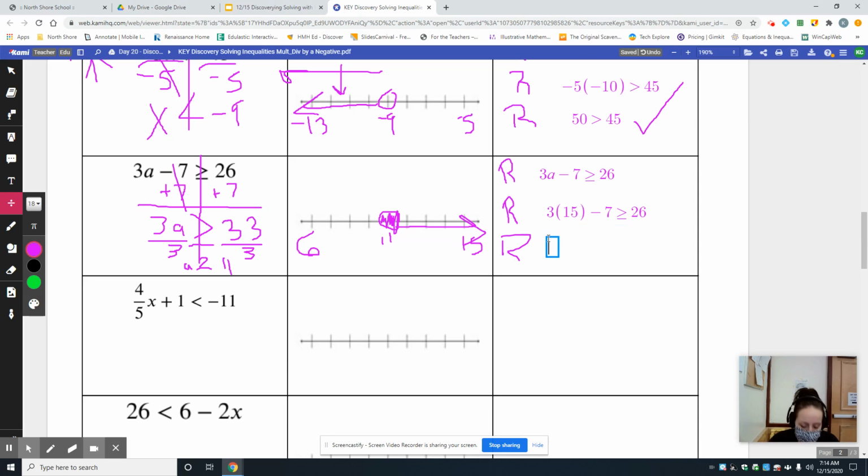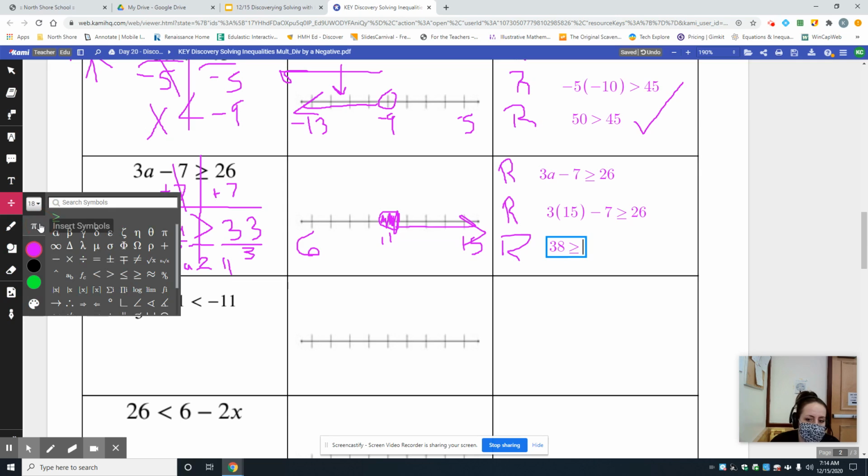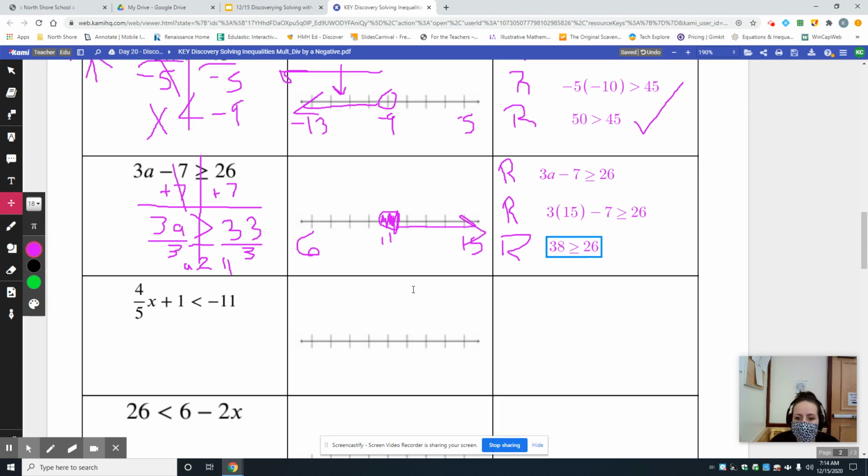Recalculate, 3 times 15 is 45. And then we're going to minus 7. So we have 38. Oops. 38 is greater than or equal to 26. This is a true statement, so we know that we did it right.